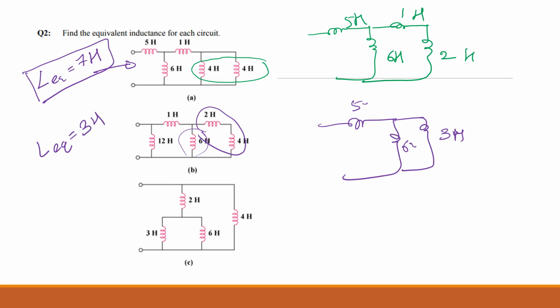Next one, you can't start from the far end, the last one. So you need to first do this one, isn't it? When you do that, that will be 2. 2 and 2 are in series, that will be 4, and 4 and 4 are in parallel, so this will be 2. Are we good? Any question? No questions. That is good.